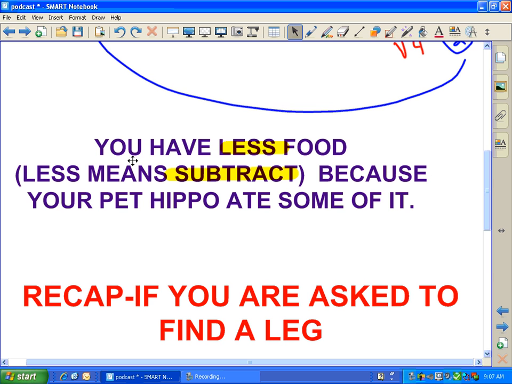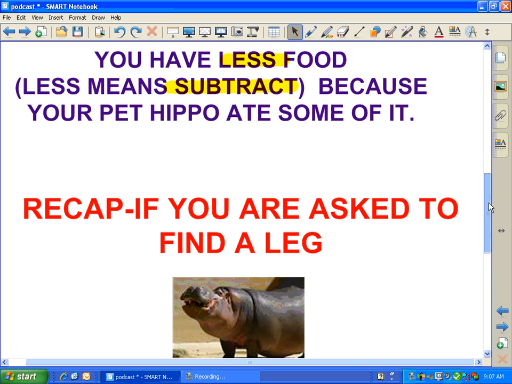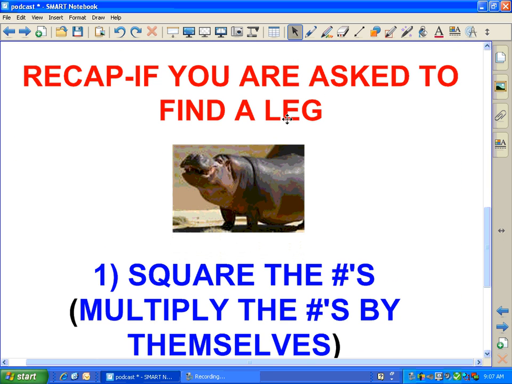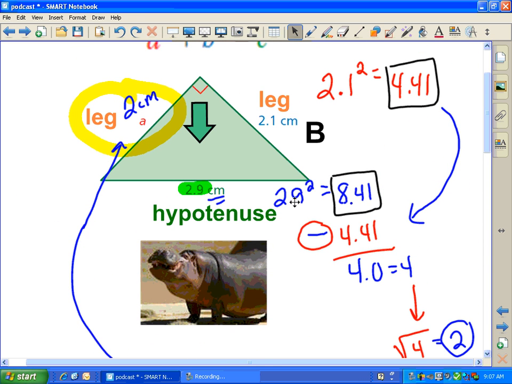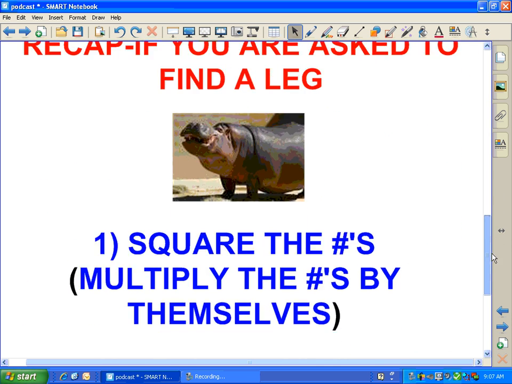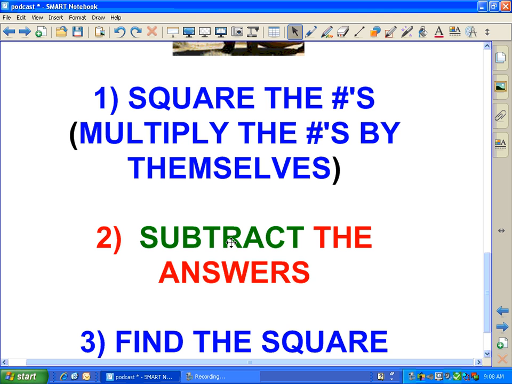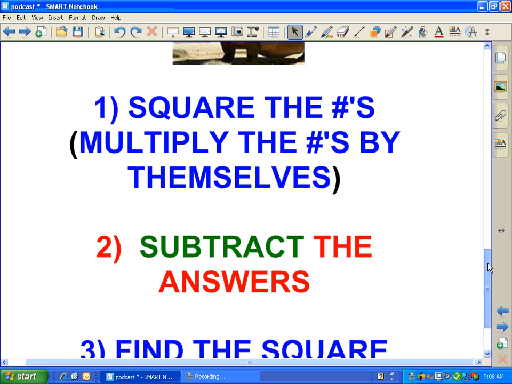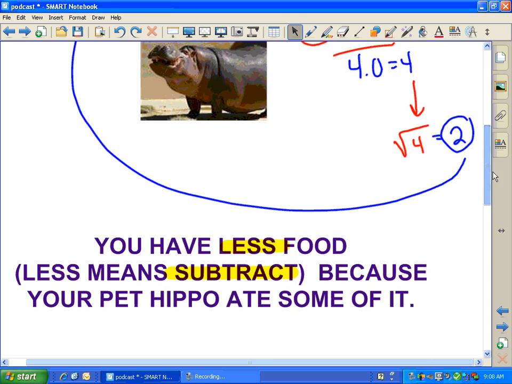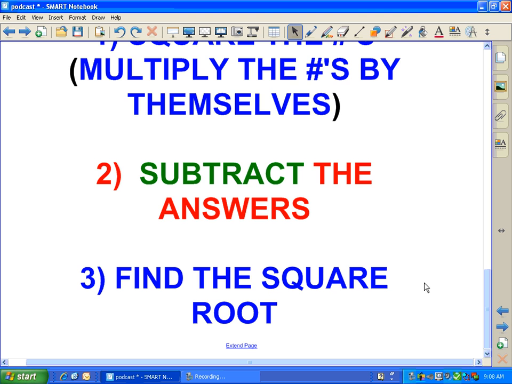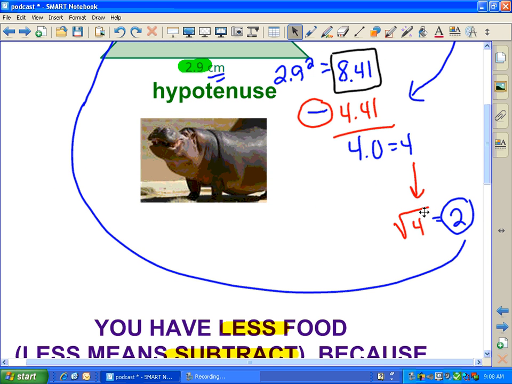All right, so just to review, you have less food. Less means subtract, because your pet hippo ate some of it. Remember, if you're asked to find the leg in a right triangle, square the numbers, multiply the numbers by themselves. The second thing I'm going to do is subtract the answers. Last thing I'm going to do is find the square root.